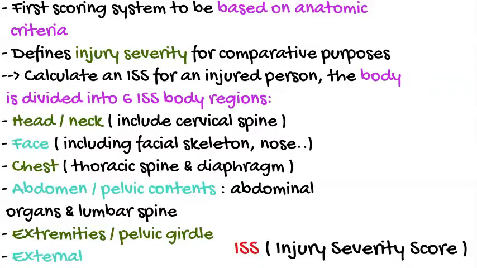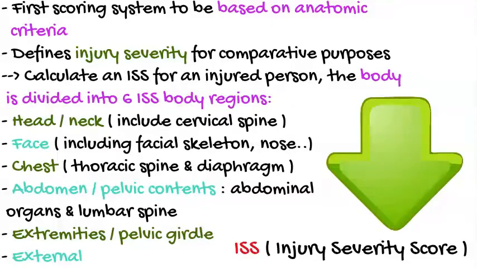Number 3, the chest region, involving the thoracic spine and diaphragm. Number 4, the abdomen and pelvic contents, including the abdominal organs and lumbar spine region. Number 5, extremities or pelvic girdle, the pelvic skeleton region. And finally, number 6, the external regions.